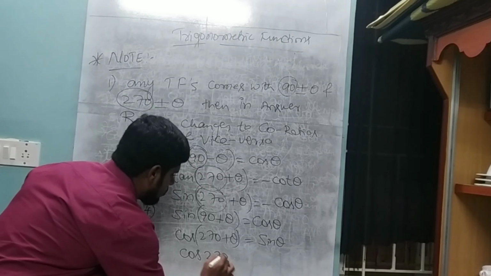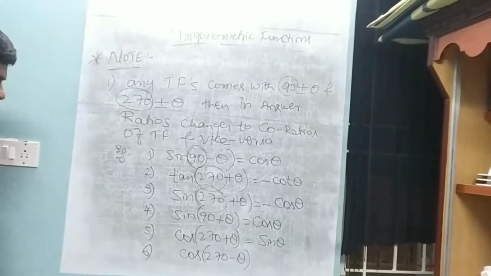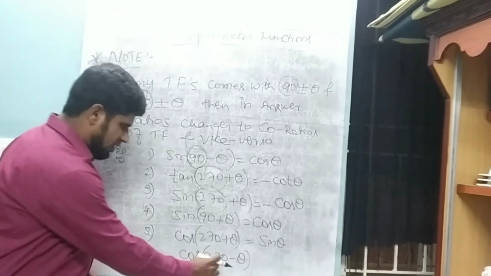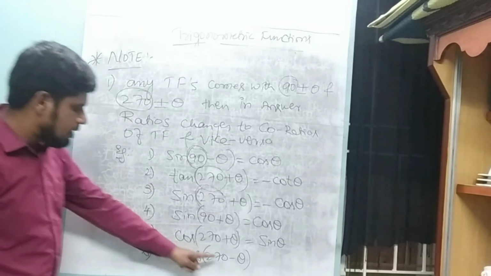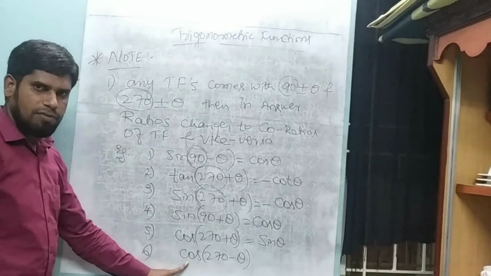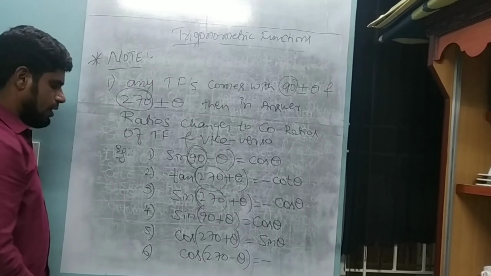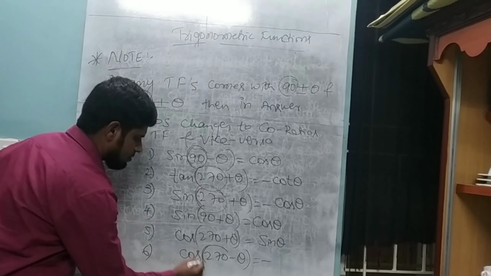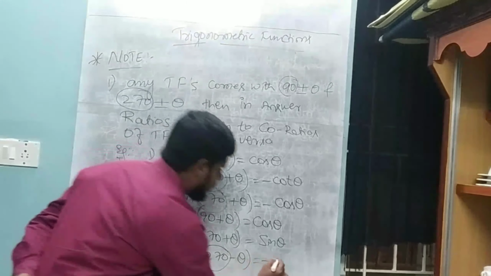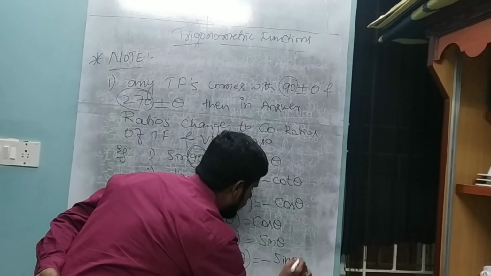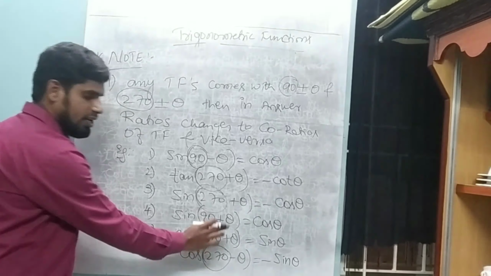Cos 270 minus theta. Student, 270 minus is in the third quadrant, and in the third quadrant cos gives a negative answer. So in our answer, there must be a negative. Then because of 270, cos should change to its co-ratio. What is the co-ratio of cos? It is sine. So the final answer is minus sine theta. Because this 270 is a quadrant angle, it vanishes.